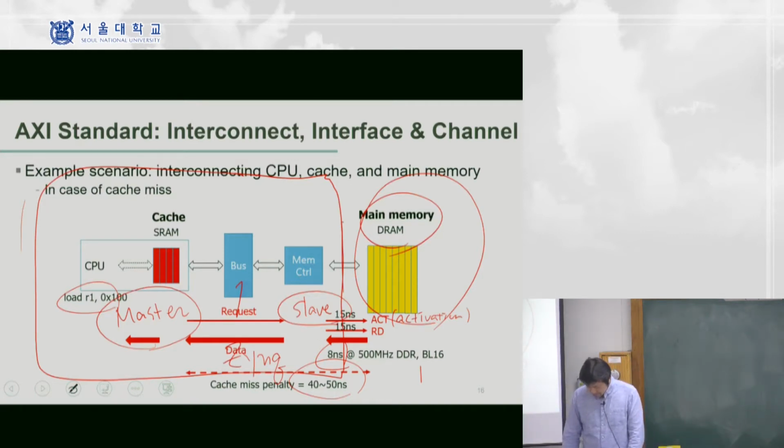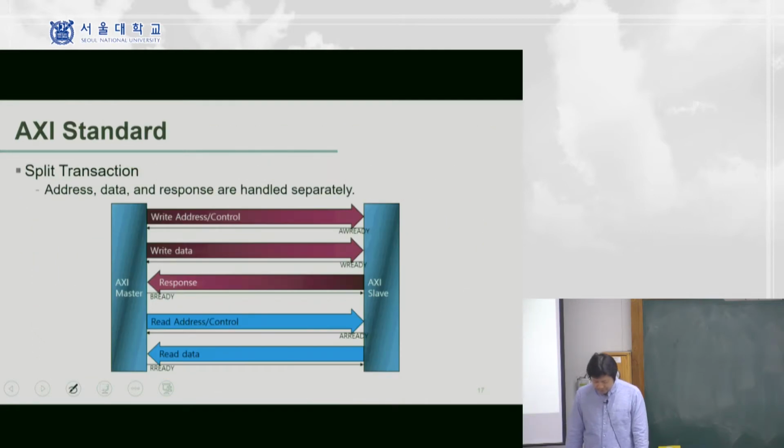And I talk about this AXI standard a little bit, split transaction. Basically, in this AXI standard, we have 5 different channels, as shown in this figure. So there are 5 different channels. They include the write address and control channel, the write data channel, and the response channel. Response is like a handshake acknowledgement.